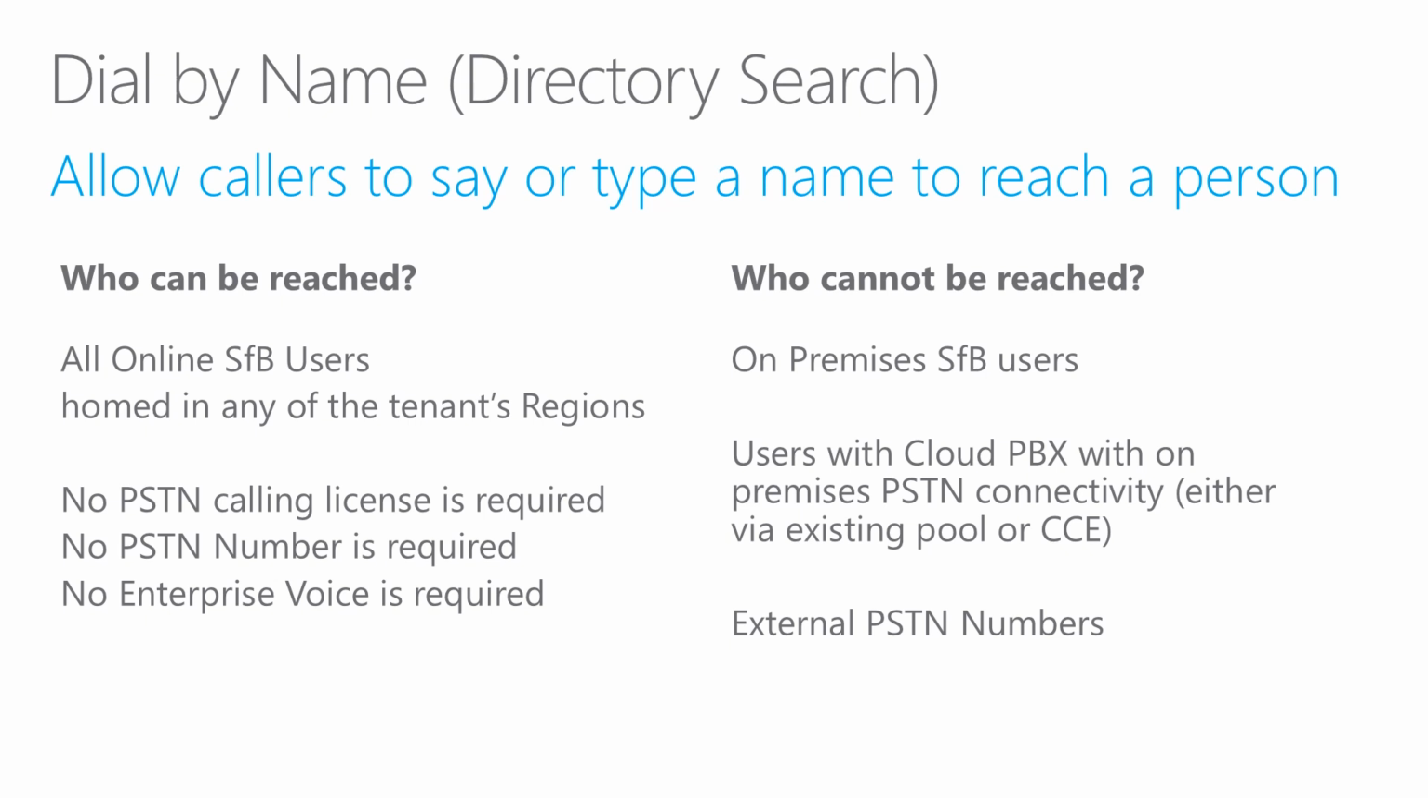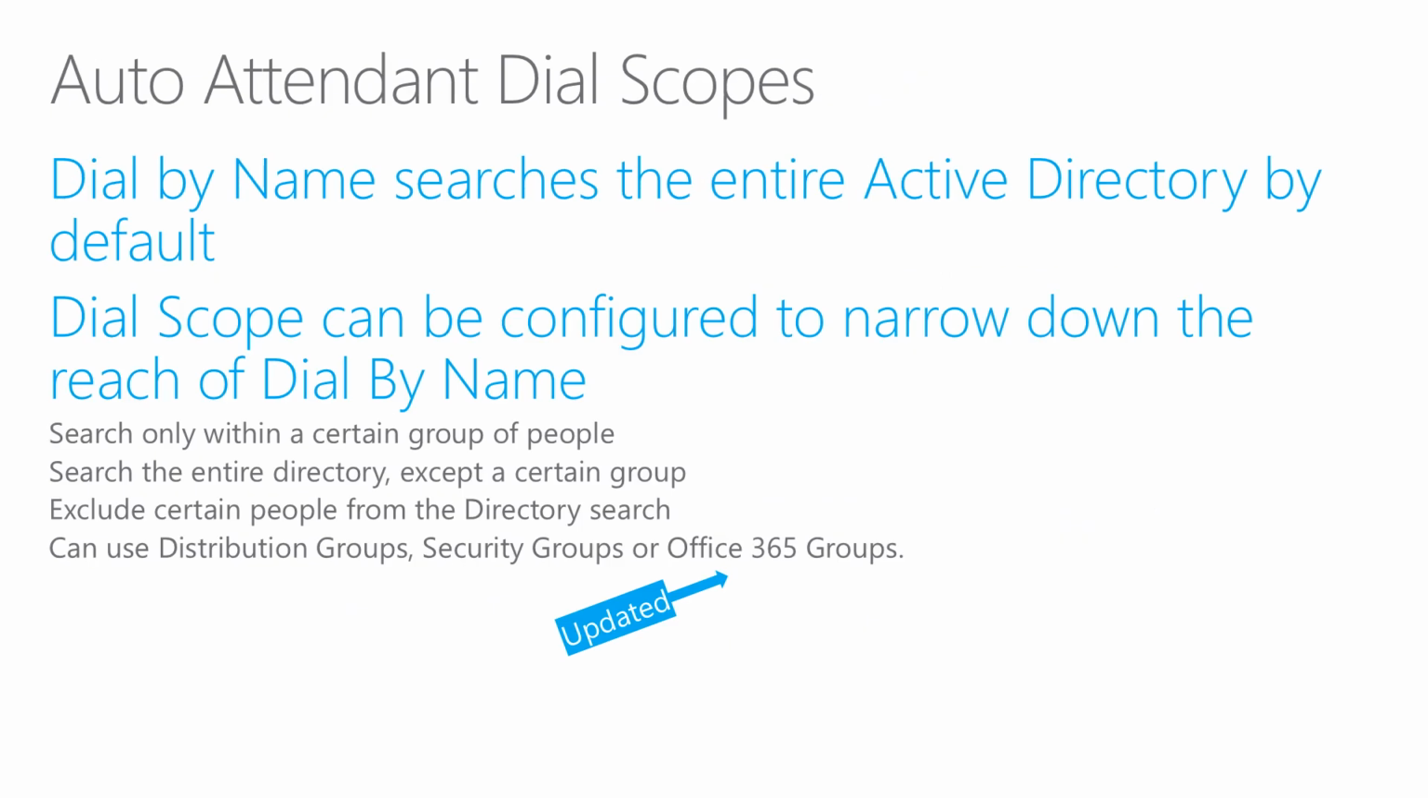So who cannot be reached? Well, on-prem users, users that have Cloud PBX with on-premises connectivity via hybrid or CCE, or external PSTN numbers. A dial scope basically limits the amount of people you can find. So you might want to have a dial scope that doesn't have the CEO in it. We don't want people calling Microsoft and asking, hey, can I speak to Satya, please? And then be redirected. So a dial scope can be configured to narrow down the reach of dial by name.